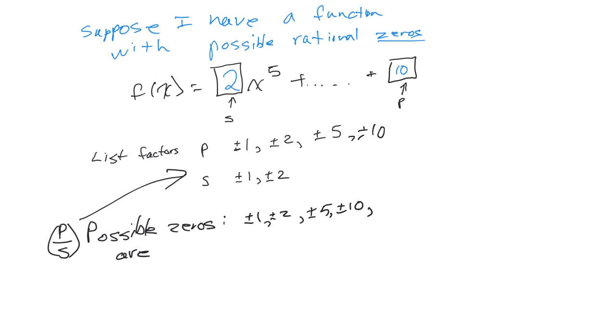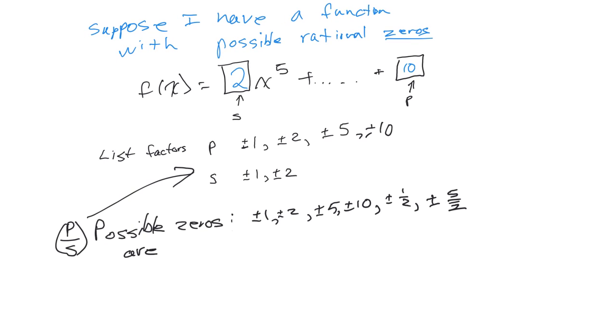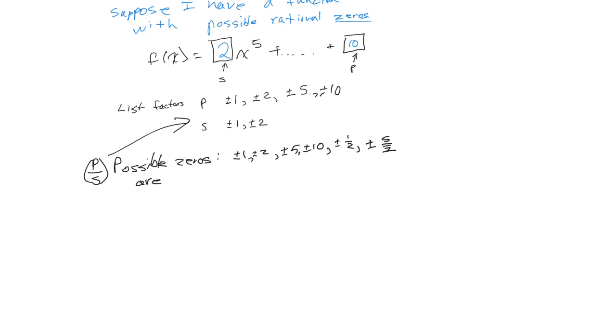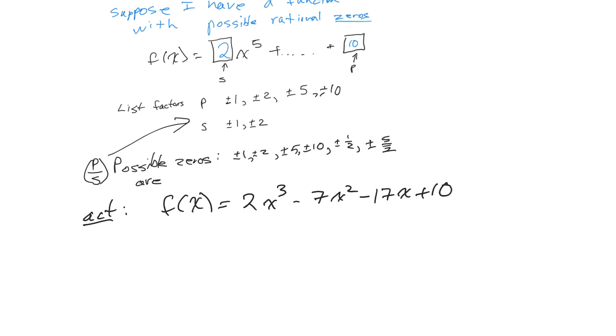Now, we could also have fractions as well. We could have plus or minus a half and plus or minus 5 halves. So now, here's where this comes from. I didn't give you the original equation, did I? So imagine I started with a function like this. The actual function that I'm going to give you would be, say, f of x equals 2x cubed minus 7x squared minus 17x plus 10. A long time ago, you wouldn't be able to factor that, right?